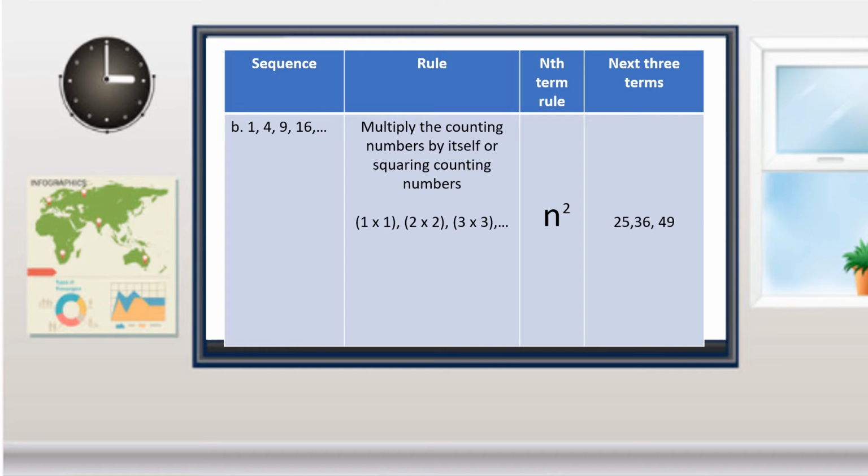In sequence letter B, we have 1, 4, 9, and 16. So multiply the counting numbers by itself, squaring the counting numbers. So 1 times 1 is 1, 2 times 2 is 4, 3 times 3 is 9, 4 times 4 is 16, and of course, 5 times 5 is 25, 6 times 6 is 36, and 7 times 7 is 49. So the nth term rule is n to the second power.